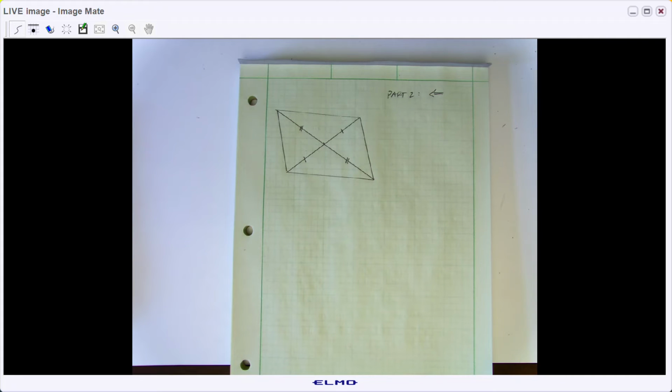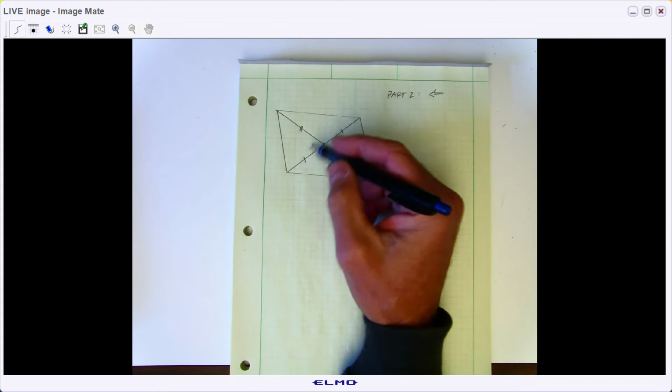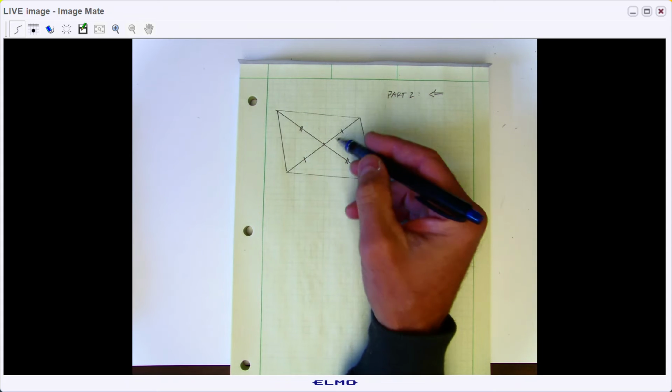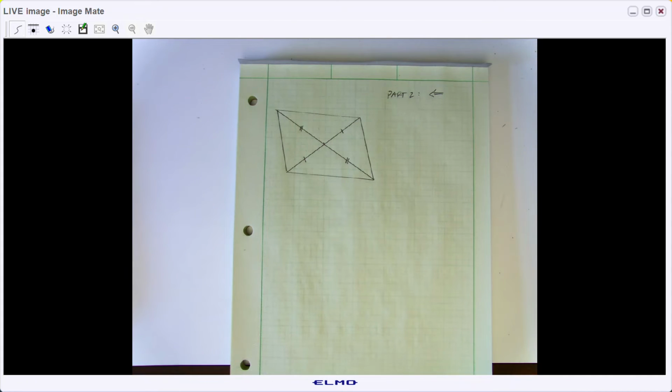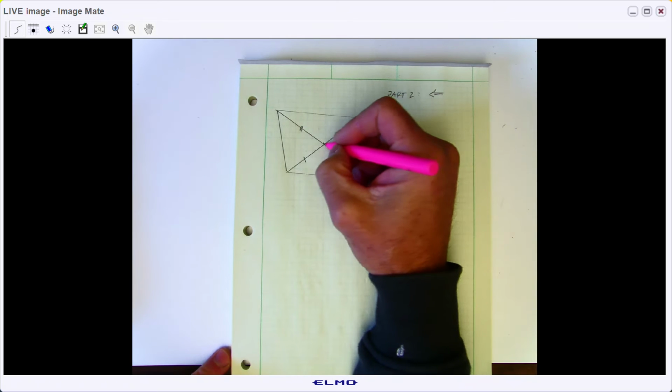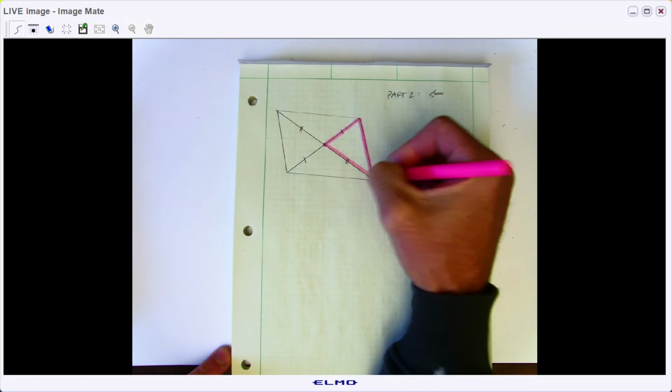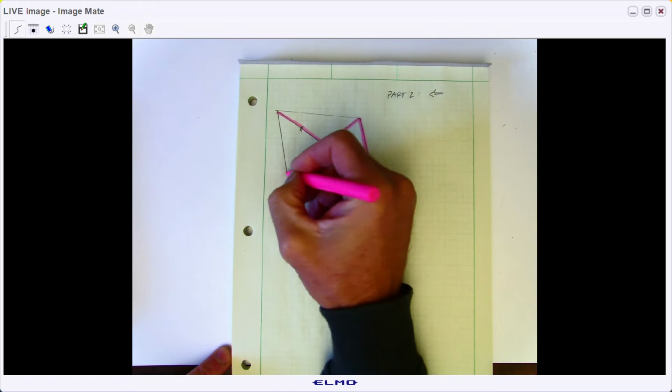Right away, what I notice is that we have sort of a side-side correspondence here and here and here and here. So if I drew, using my highlighter again here, it sure seems like this triangle and this triangle are going to be congruent.